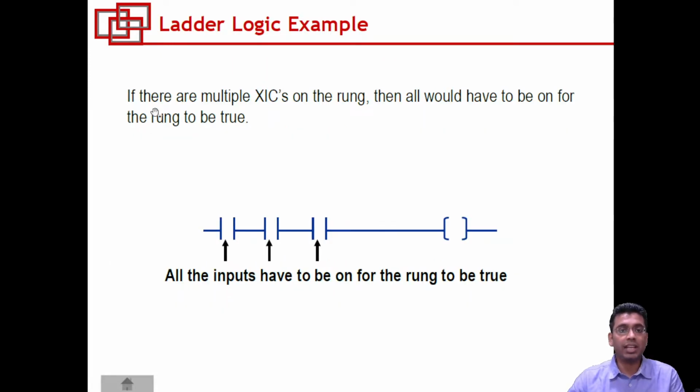Now if there are multiple XICs on the rung, then all would have to be on for the rung to be true. Okay, just like your AND circuit. For example, suppose there may be a case where you have to switch on a motor when you have the input from 3 push buttons. For example, when all 3 push buttons are true, or when all 3 push buttons are energized, only then your output should get energized.